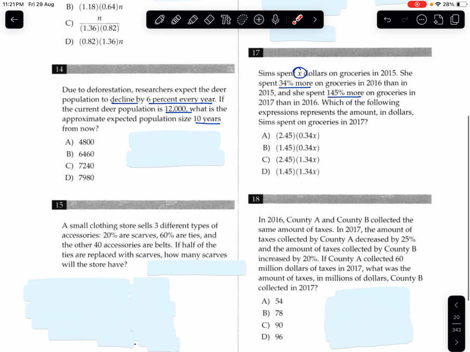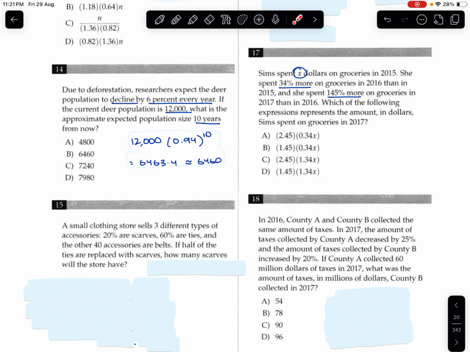Moving on, question 14. Due to deforestation, researchers expect the deer population to decline by 6% every year. If the current deer population is 12,000, what is the approximate expected population size 10 years from now? So in this, we will put in our regular compound interest formula. Again, very similar. We've been given the original population size, which is 12,000. We have been given the rate of decline. Since it is decline, we will minus the rate, and we have been given the time in years. So we just plug that all into the formula.